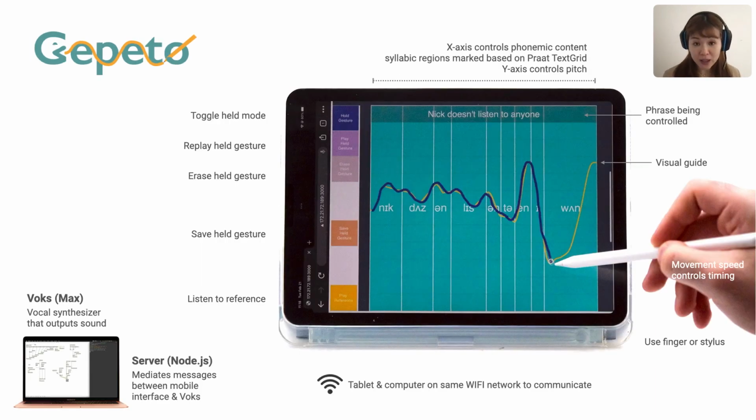So the main part of the system is this teal region where the x-axis controls the phonemic content, the y-axis controls the pitch, and the timing is controlled by the speed of your movement. And you can use both your finger or a stylus on this mobile app that we have running on the iPad.